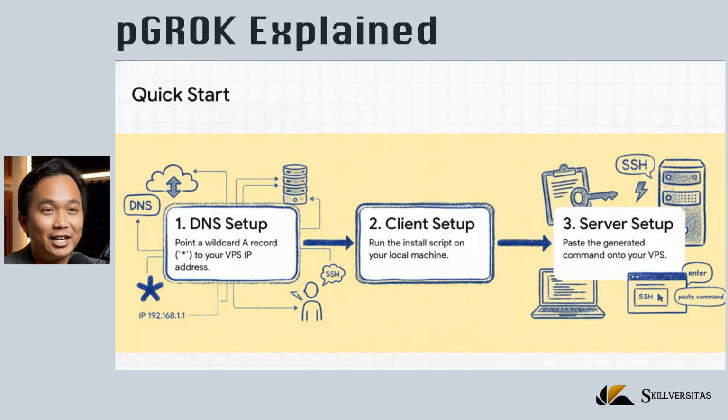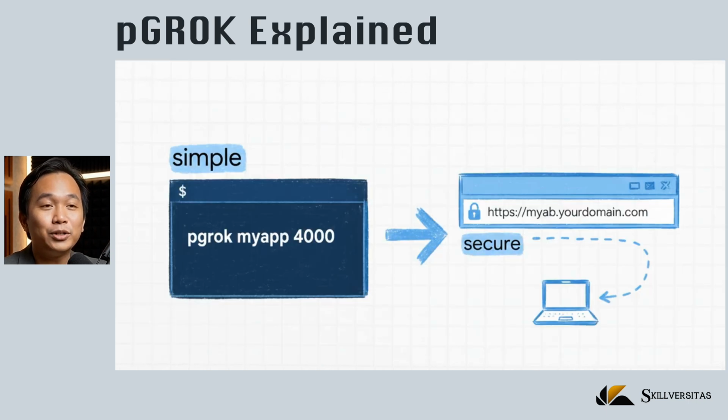First, you hop into your DNS provider and set up a wildcard A record. All that means is you're telling it to point any subdomain you want to your server's IP. Easy. Second, you run one single install script on your local machine. And this script is smart. It finds your SSH key and copies the server setup command right to your clipboard. How cool is that? Finally, you just SSH into your server, paste that command, and hit enter. That's it. You're done.